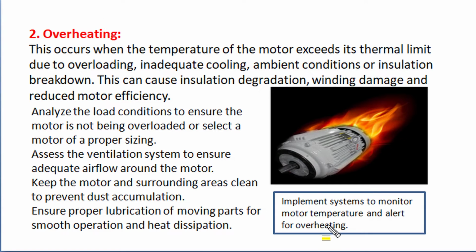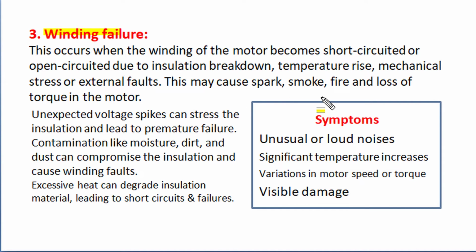So, against overheating failures, we have to implement a system that monitors motor temperature and issues alerts for all overheating. Two important winding failures are when one winding gets short circuited and another winding gets open circuited, and both take place by insulation breakdown, temperature rise, or mechanical stresses on the motor winding, or some external faults may create the condition of short circuit or open circuit. Such winding failure can cause sparks, excessive temperature rise, smoke, even fire, and a motor with winding failure can't produce rotating torque during operation.